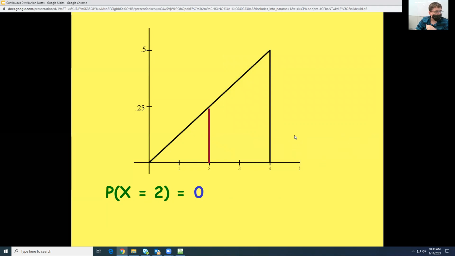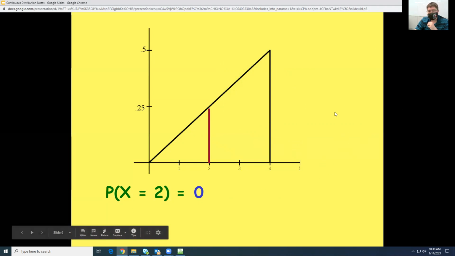Wait, Mr. G, can't they be just 2? Yes, if it's a discrete distribution, but this is continuous. We're talking about intervals and there is no interval there. So just be aware of that. There is no equals to 2. There's no special formula for the area of the line. It will always be 0 if it says equals something.